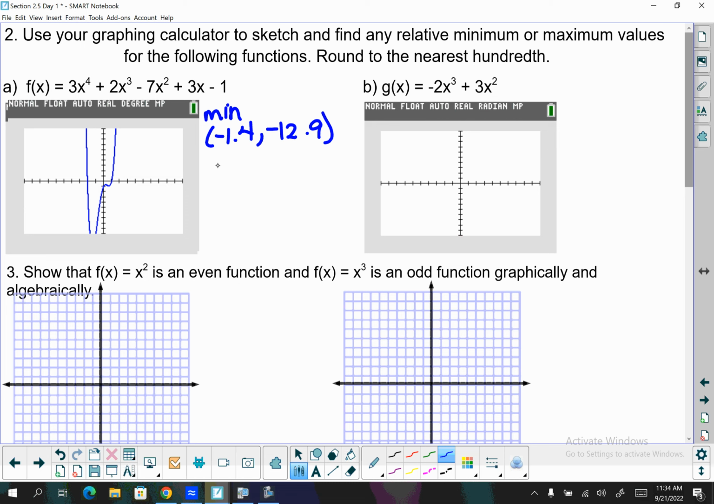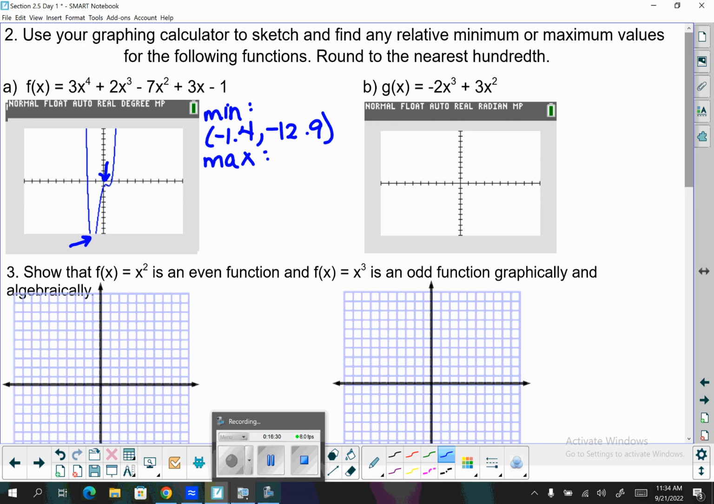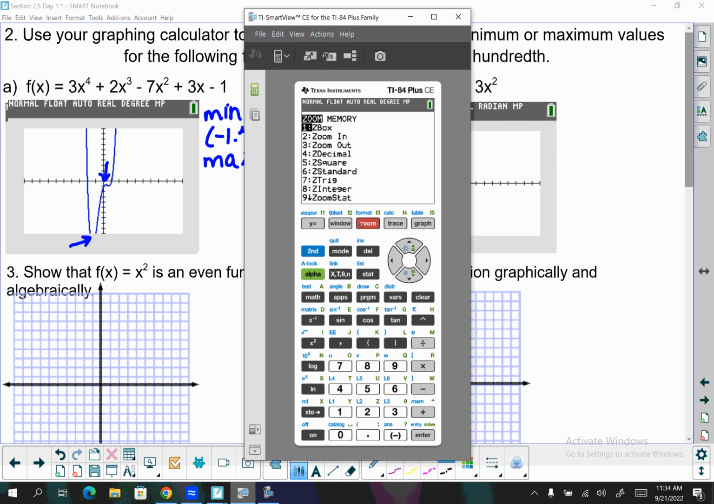Okay, let's try now to do the maximum. I had that minimum down there. Let's get that maximum right there. Now, this one's a little tricky. It kind of looks like the maximum is close to 0, but it's kind of hard to tell. So I'm going to zoom in a little bit. I'm just going to hit zoom in, number 2, and then it'll automatically zoom in around your origin if you just hit enter. That'll give you a better picture of what's happened in the middle of that graph. I just hit zoom in, enter.